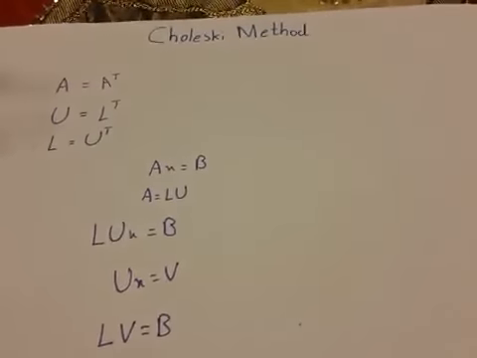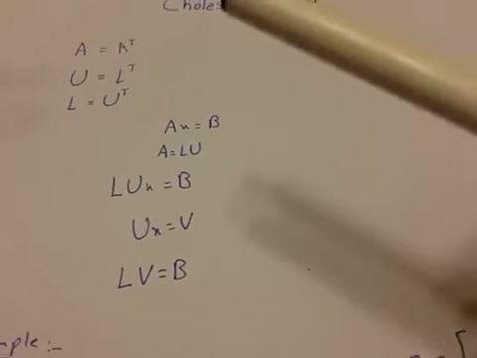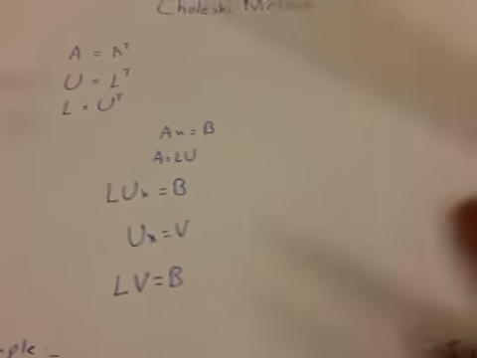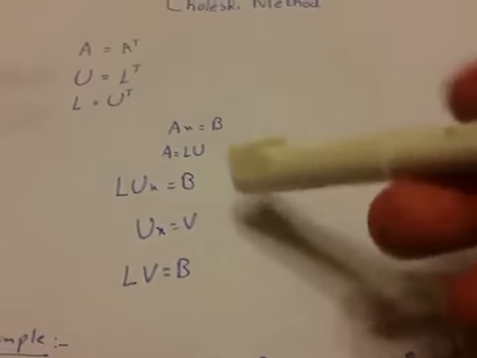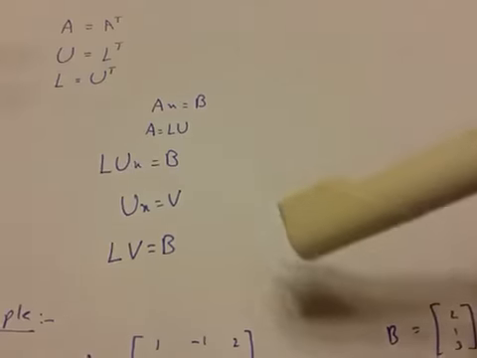Hello everyone, we're going to look at the Cholesky method in numerical analysis for solving the problem Ax = B. We do this first by substituting A = LU, where L is the lower triangular matrix and U is the upper triangular matrix. As we do that, we get LUx = B. Notice this is simple substitution.